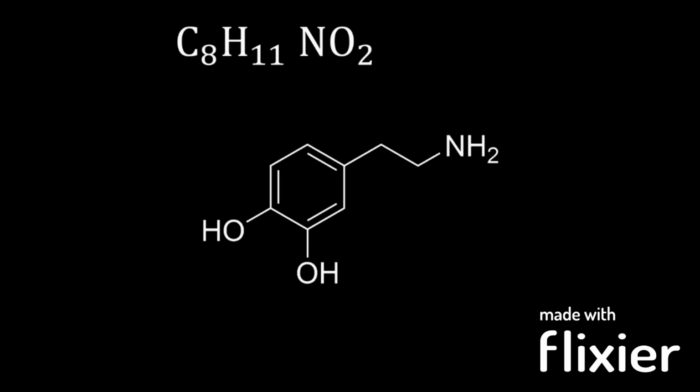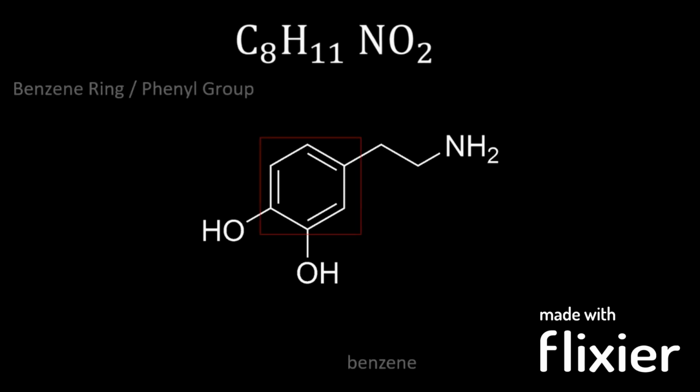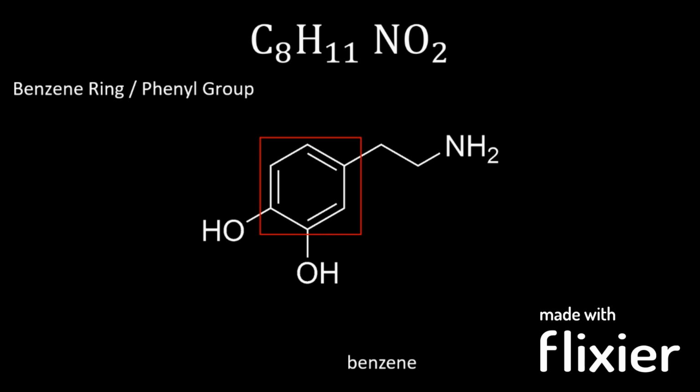C8H11NO2. In order to better understand this, we need to look at its structure. Using some methods learned in class and others that we haven't been taught, we can name this structure. First and foremost, we notice that there is a cycloalkene, benzene in particular. A benzene ring is an aromatic, characterized by its 6 carbons and double bonds at every other carbon.